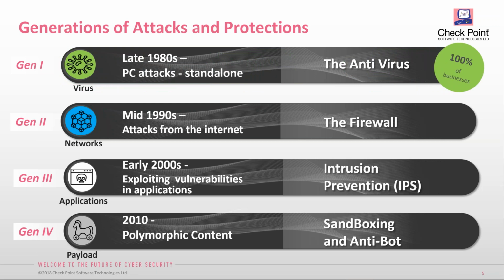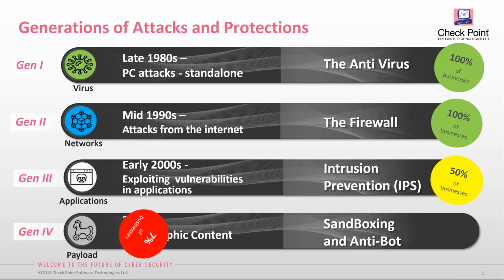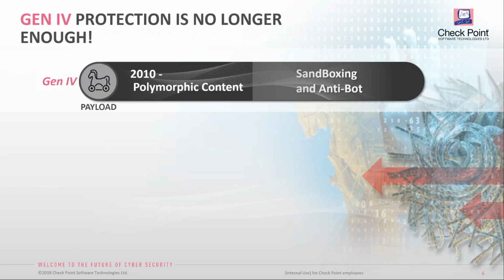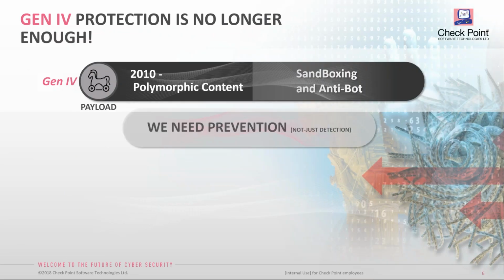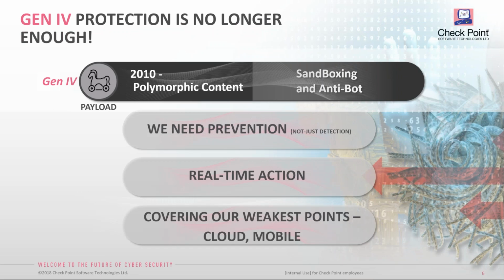So Generation 1 affected 100% of businesses. Generation 2 affected, yet again, 100%. Generation 3 affected about 50%. And the ones that required advanced threat prevention affected about 7%, from what we've gathered. So Generation 4 is no longer enough, and we need something just beyond simple detection.